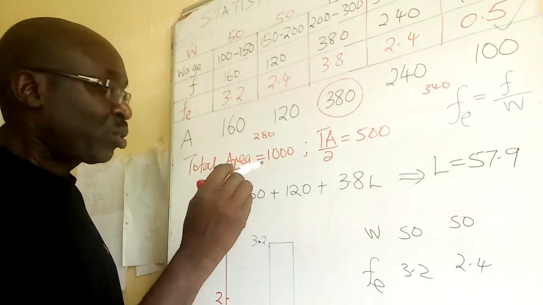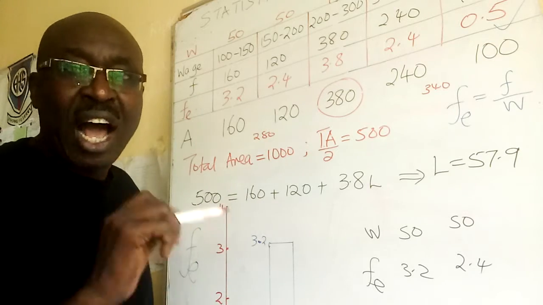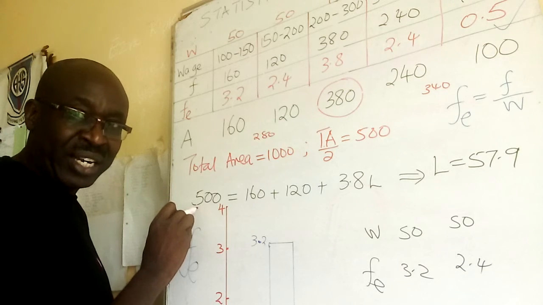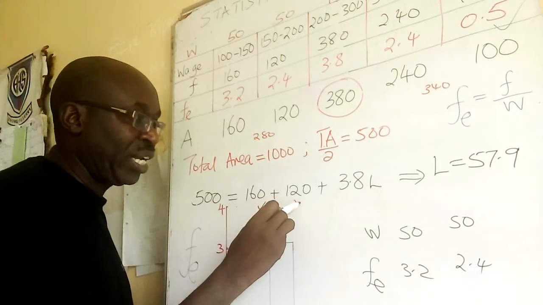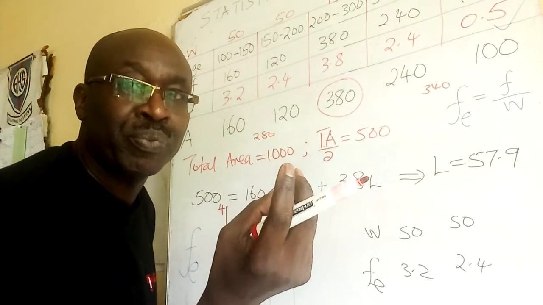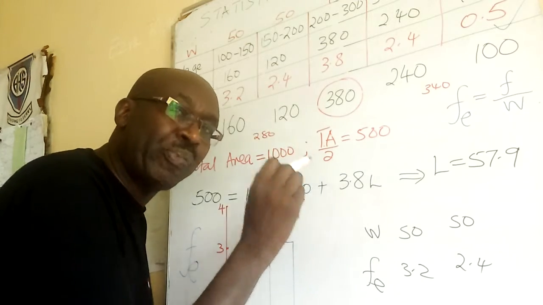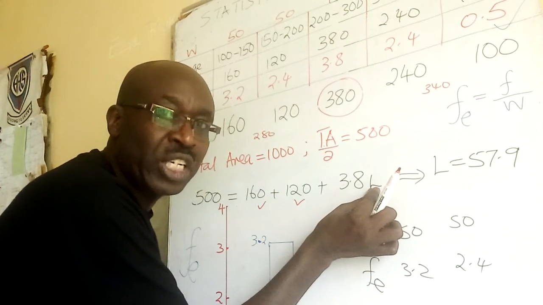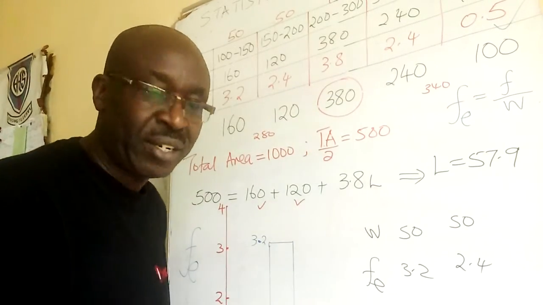Right? So that's why we write, get the total area, then divide by 2. After dividing by 2, you write that area divided by 2, which is 500, is made up of the first bar, second bar. But the third bar, we need a portion. The height of the third bar will remain 3.8. But the portion we want, we don't know how long it is. So we put L. So when you compute this, you get your L is 57.9, roughly.